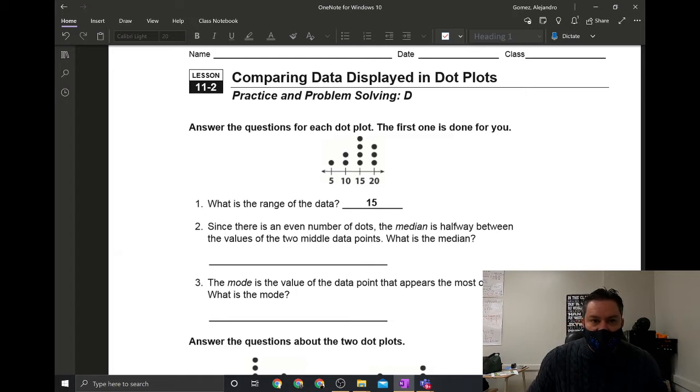Welcome back to another day of 7th grade math. This is Mr. Gomez, your favorite teacher in the whole world, and today we're gonna do a few more examples on comparing data displayed on dot plots.